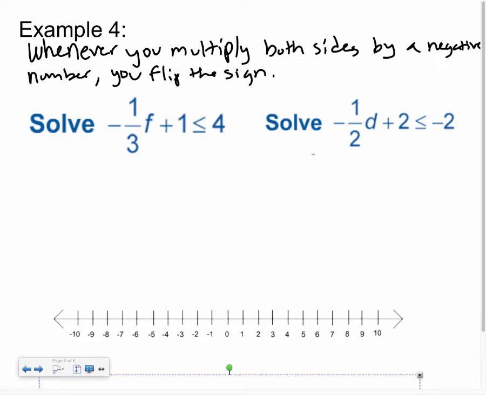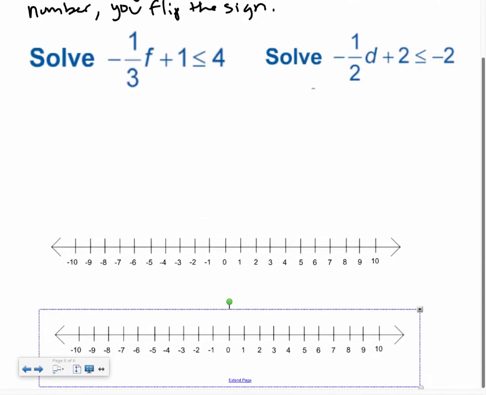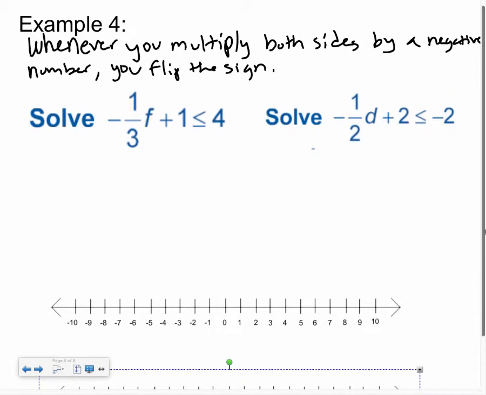Alright, so now we have to solve negative 1/3 f plus 1 is less than or equal to 4. If I were to solve this, just like when we did two-step equations, we started with the numbers that were not connected to the letters, to the variables.